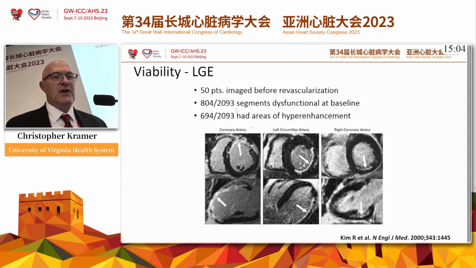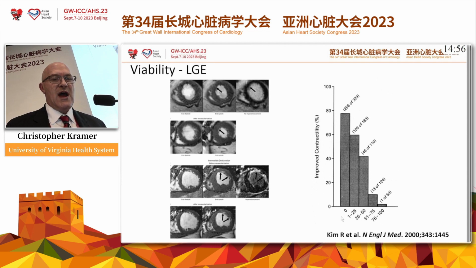Well, about 40% of the segments were dysfunctional at baseline, and most of those had areas of late gadolinium enhancement. This is an important graph on the right that demonstrates the inverse relationship between the transmural extent of myocardial enhancement with the likelihood of improved function after revascularization. If you have more than 50% transmural enhancement in a given segment, there's very low likelihood of recovery of function. If there's no enhancement, as shown on the left, there's a near 80% recovery of function with revascularization.